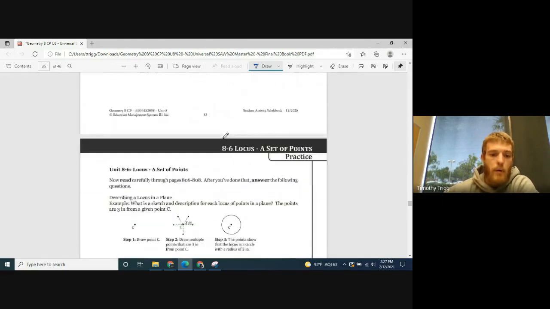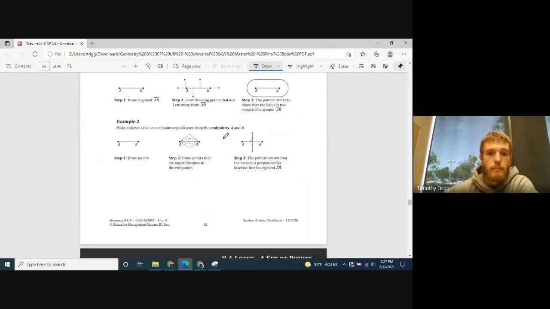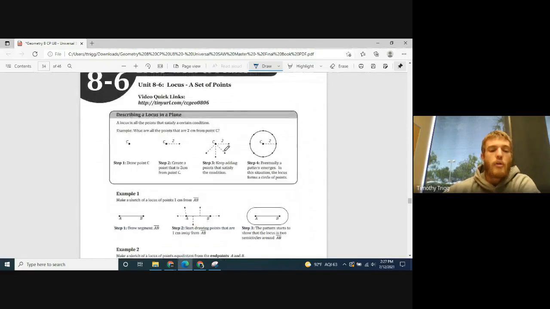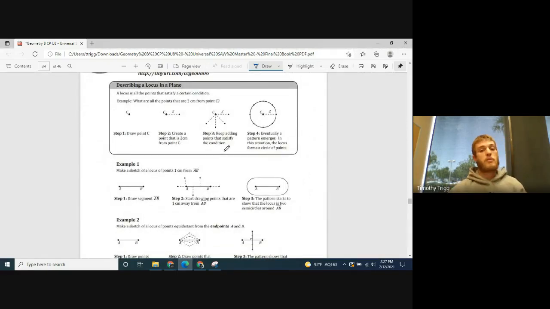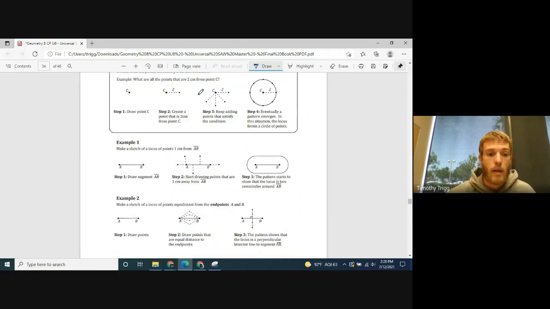Now we're going to talk about what's called a locus of points. A locus of points is just a description of points. In this case, it says a locus of points is all the points that satisfy a certain condition. So they'll give you some condition or some rule you have to follow, and then you draw all the points that follow that rule, and then you create some sort of shape. Okay.